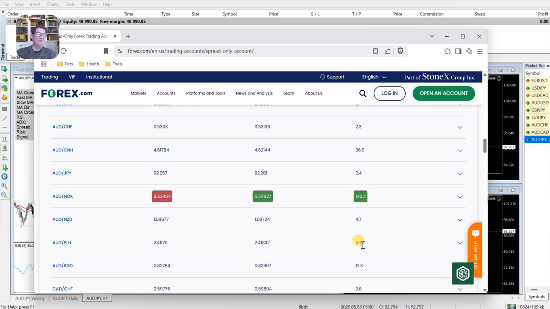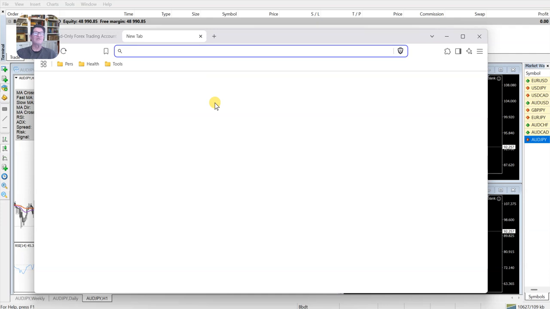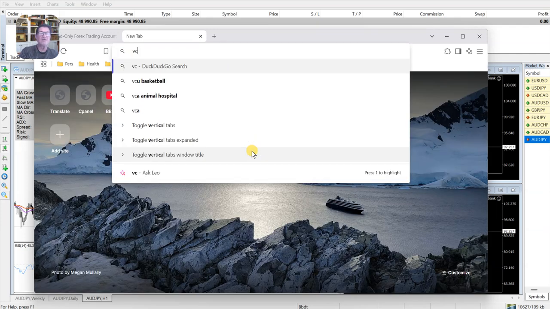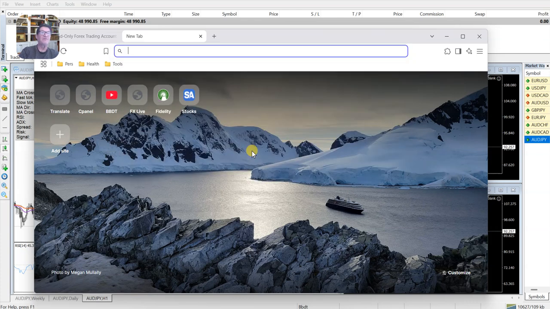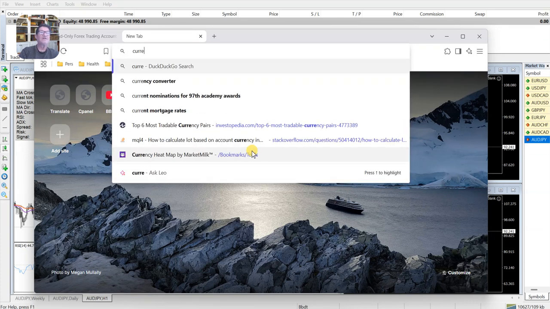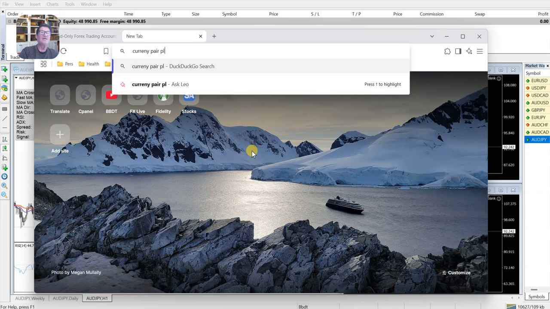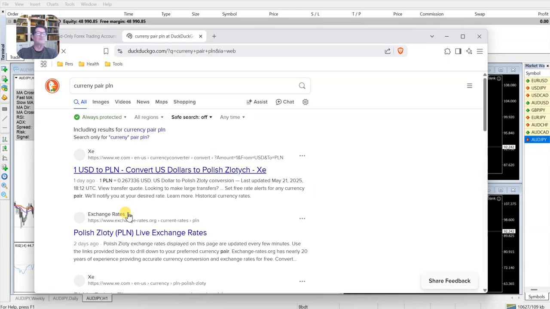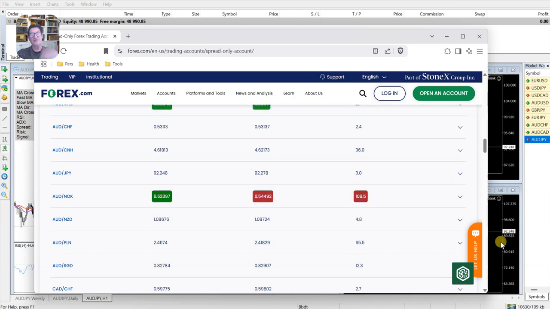The Aussie, what is PLN? I don't even know what that is, PLN. That's actually a good question. Let me look that up. What is currency pair PLN? What does this say? Oh, Polish Zloty. So if I'm even pronouncing this correctly. So you know that you don't want to be trading this.